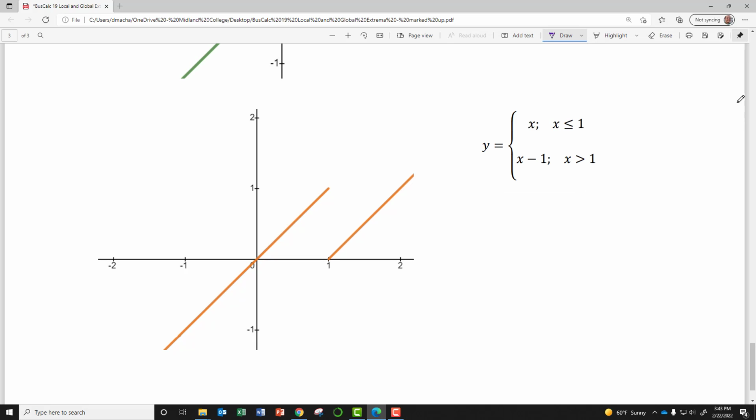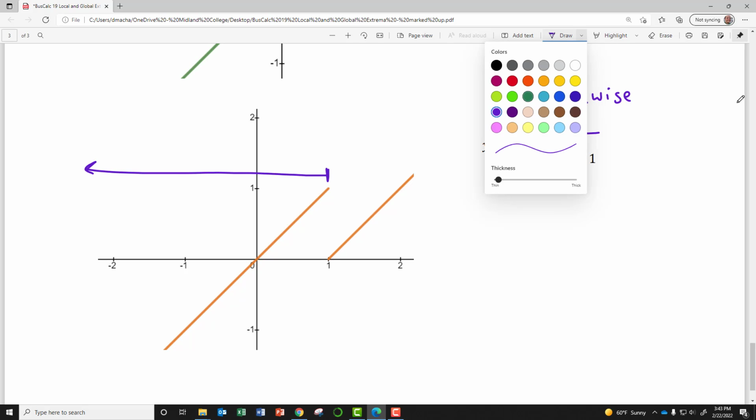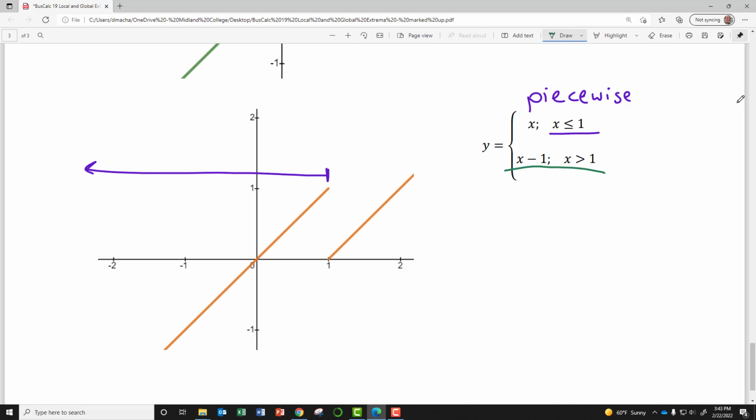Here I have a piecewise function. We call this piecewise because my function definition comes in two pieces. One piece describes what happens when x is less than or equal to 1, so during this part. And the other piece of my function describes what happens when x is greater than 1, so for this part of the domain.